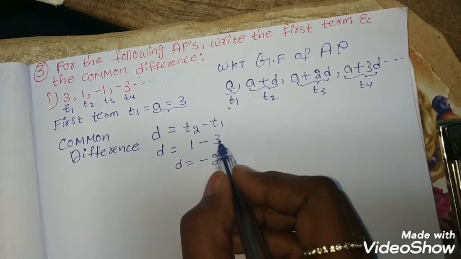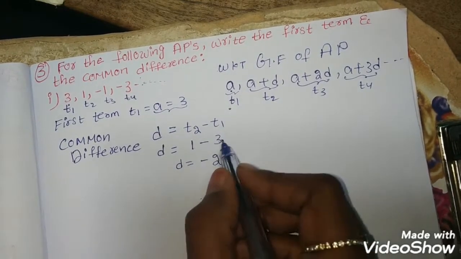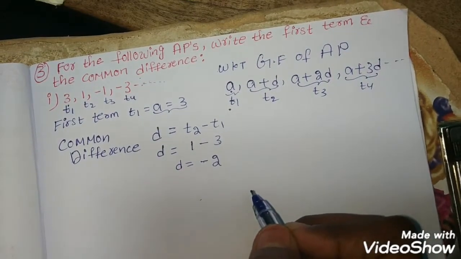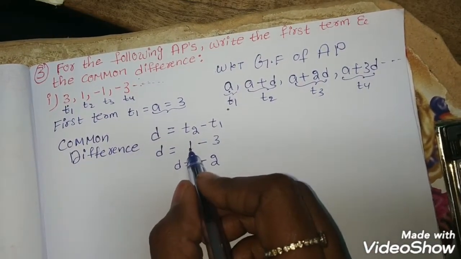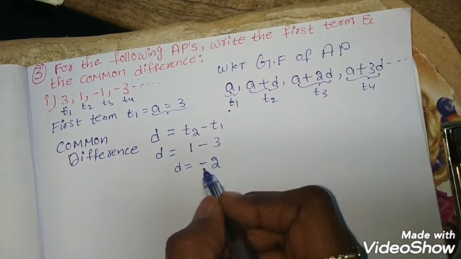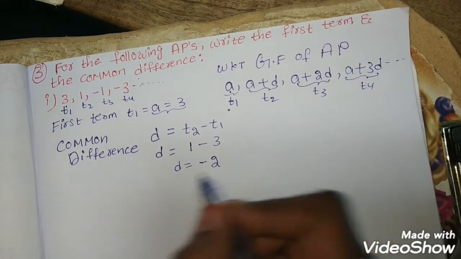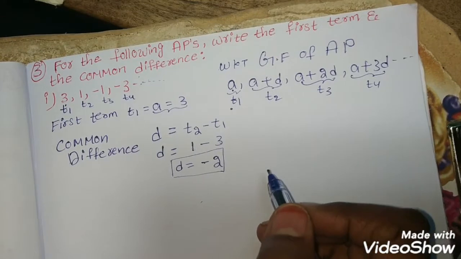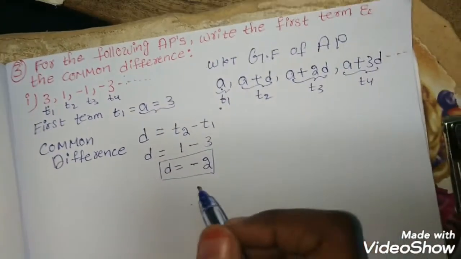Why minus 2? Because 1 is smaller than 3. When we subtract like this, we get a negative sign. Understand? If you do 3 minus 1, we get 2. But here 1 is smaller than 3, so I am getting a negative sign. This is a basic sign rule, and if you have not seen the previous video, you can check it once. I explained each and everything.